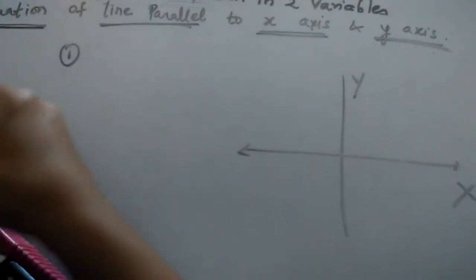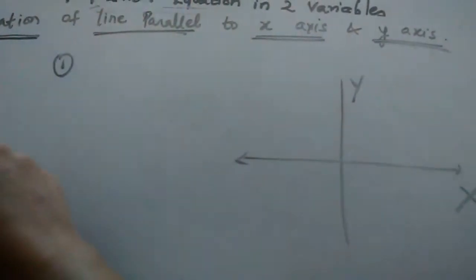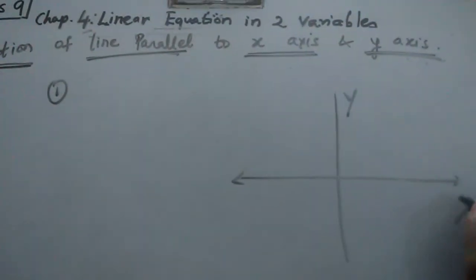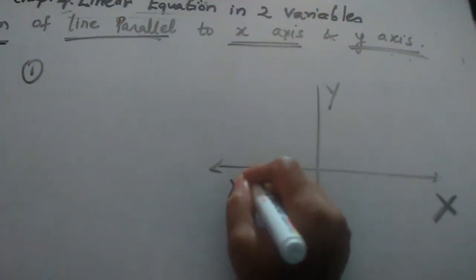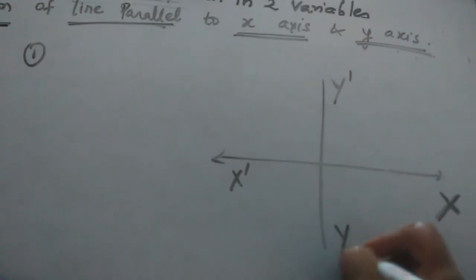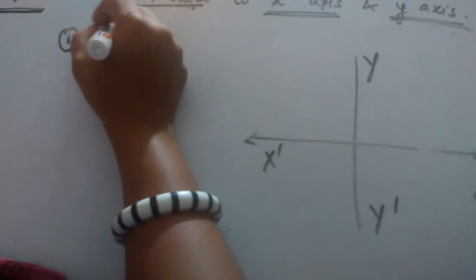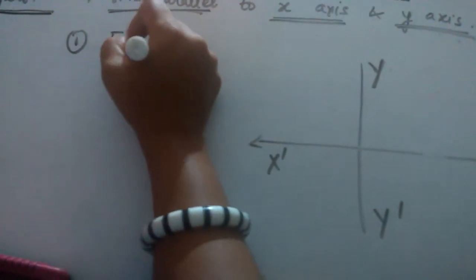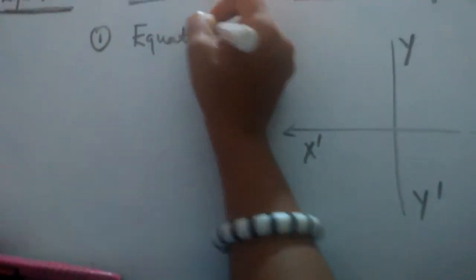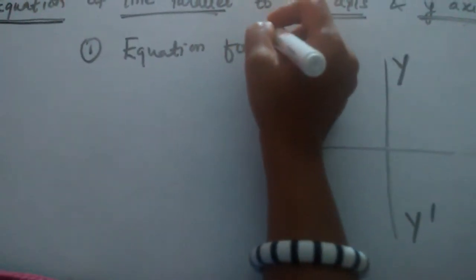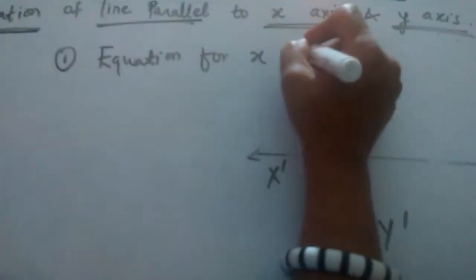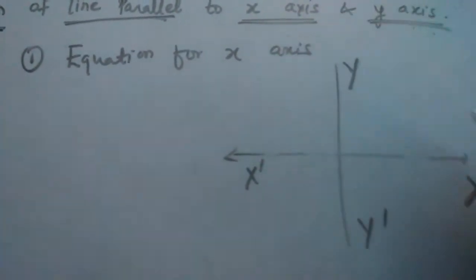Now, a line parallel to x-axis and line parallel to y-axis. But before that, what about x-axis and y-axis? What is the equation for y-axis and what is the equation for x-axis? Okay, what will be the equation for x-axis?